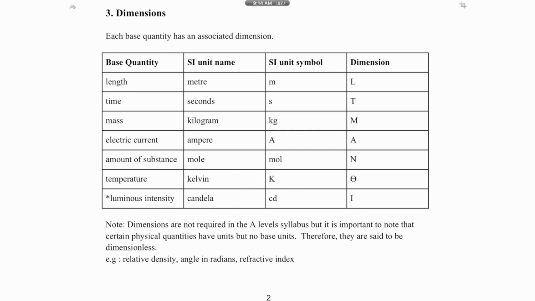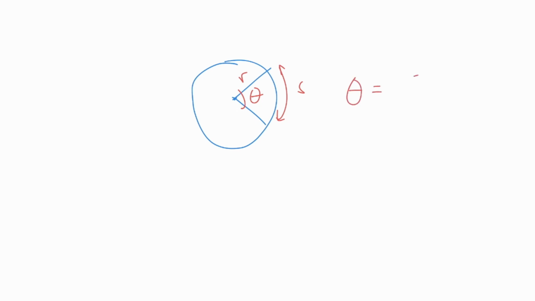So can a quantity have a unit but cannot be expressed in base units? That's the question. Can. For example, angle. An example of a quantity that has a unit but no base units is an angle. Let's say this is a circle, center of circle. This is the length of the arc, let's call it S, and this is the radius, R. And the angle is called theta. In your additional maths, you have learned that the definition of angle in radians is the ratio of the length of the arc to the radius. So you get your unit as radian.